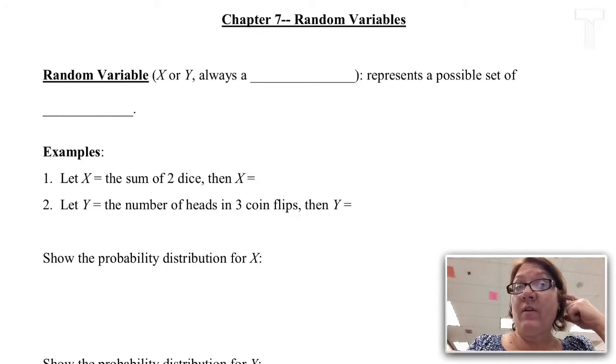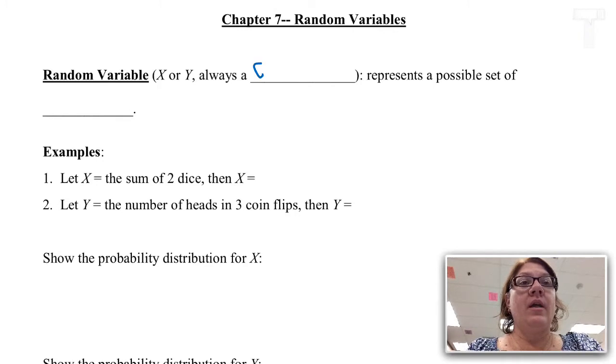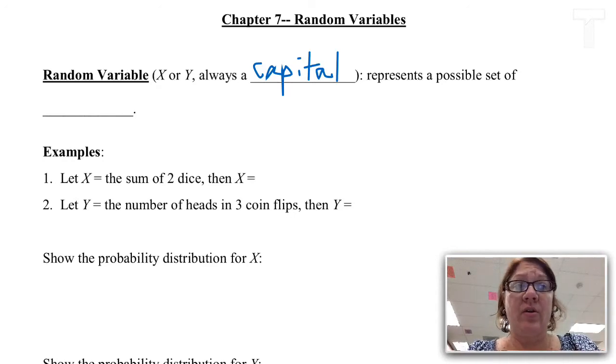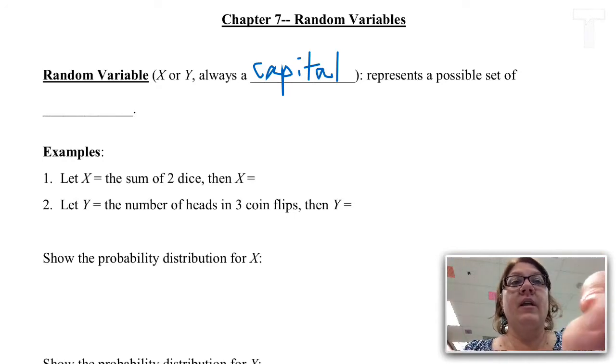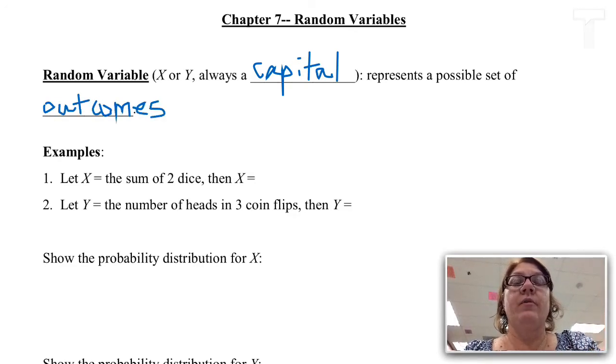All right, so chapter 7 is going to build off of our knowledge about probability from chapter 6, and it's talking about random variables, which will always be a capital letter. Typically, we'll be looking at capital X and capital Y, but they could use some other capital letter. And it represents a possible set of outcomes. And by that, I've provided you a couple of examples.